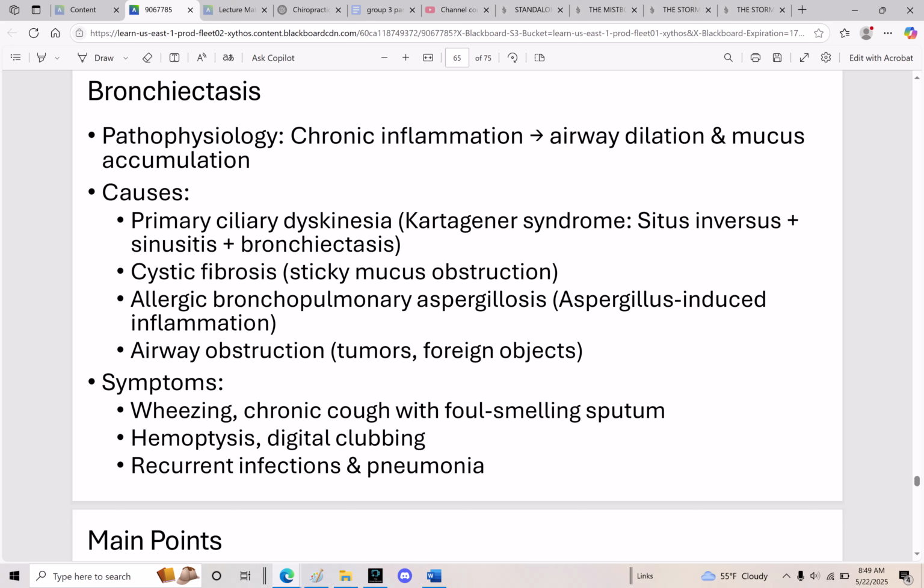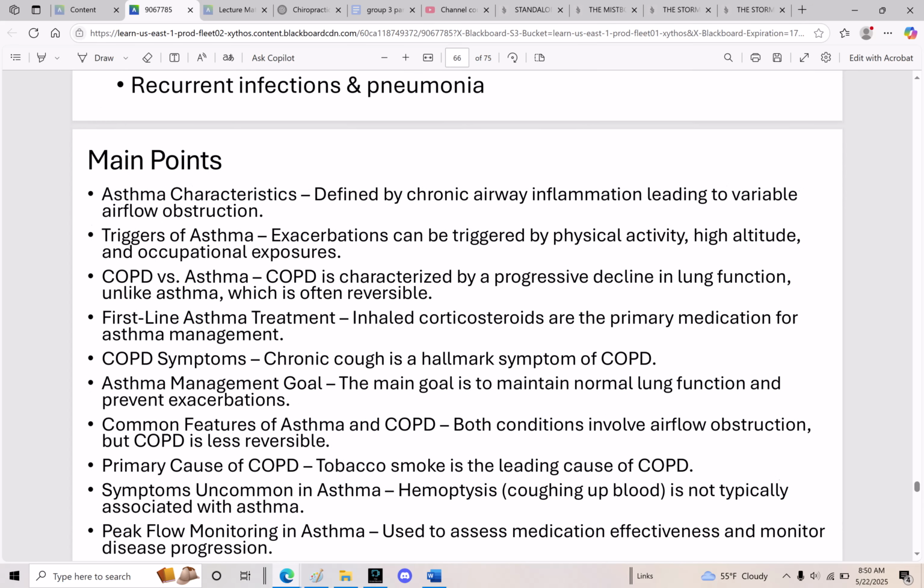So this is going to be infection, basically. As a result, you have obstruction of the airways. They will come with wheezing, chronic cough, usually when they're coughing, bad smelling sputum, right? In some cases, they might have hemoptysis and clubbing of the digital part of the nails, digital clubbing. And they will suffer from recurrent infections, because they have a tremendous amount of mucus built up that's going to cause blocking of the airways, causing infection. Okay? All right. Now, I have the main points here for you.